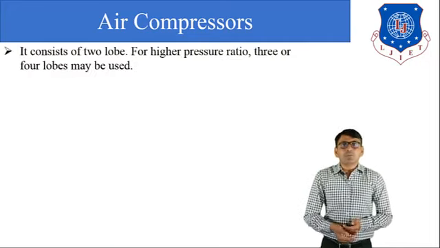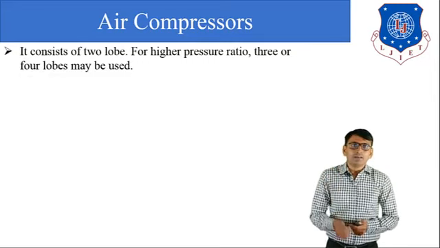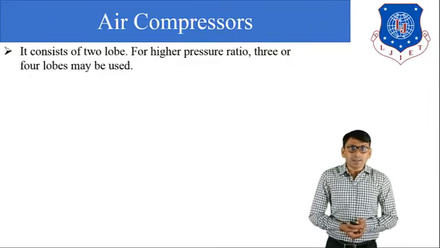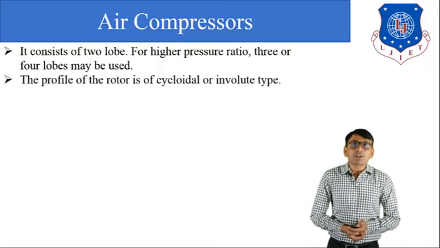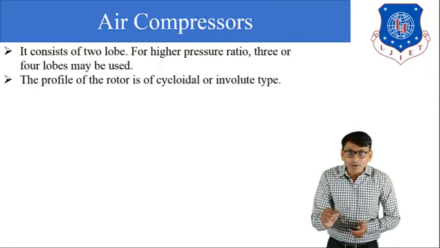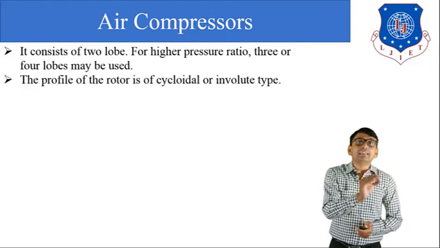So it consists of two rotors or lobes. For a higher pressure ratio, 3 or 4 lobes may be used. The profile of the rotor is cycloidal or involute type.